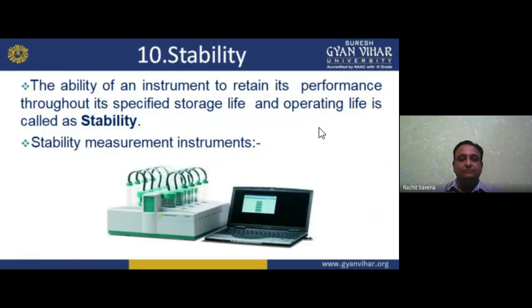Now the stability: the ability of an instrument to retain its performance throughout its specified storage life.